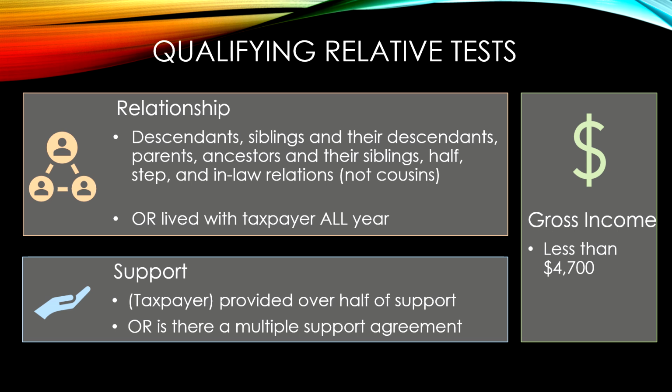And then finally, we have our support test. Now remember, I said in the qualifying child test that the support test for a qualifying child and the support test for the qualifying relative are just a little bit different. So for a qualifying relative, it is the taxpayer who must have provided over half of the support. Or if there's a multiple support agreement, there are a little bit different rules, which we will cover here in just a minute.